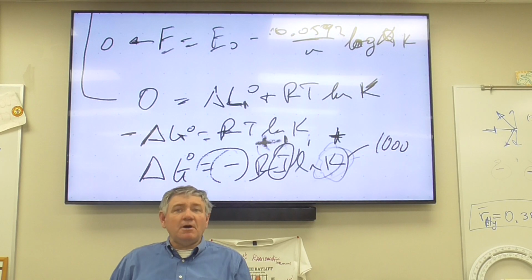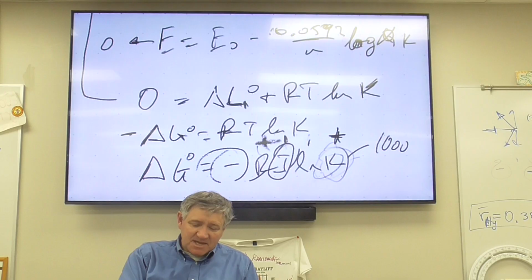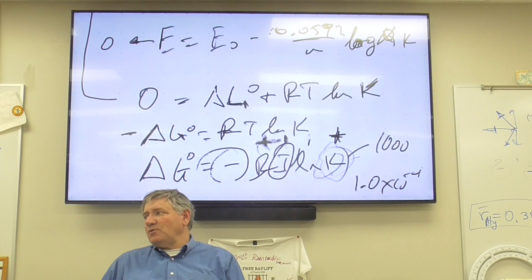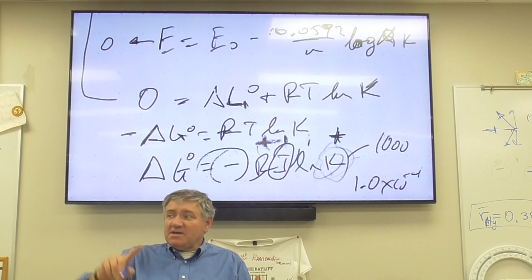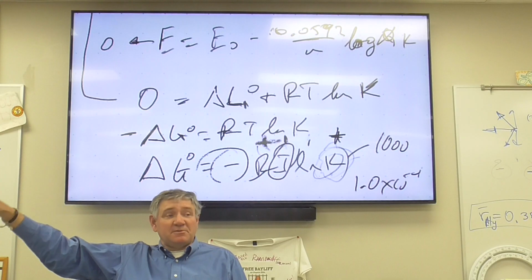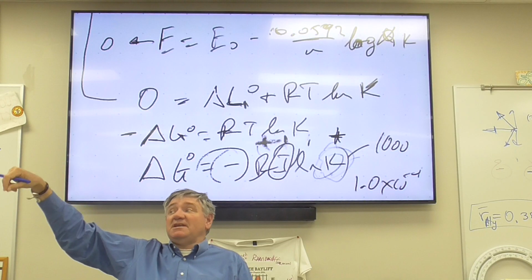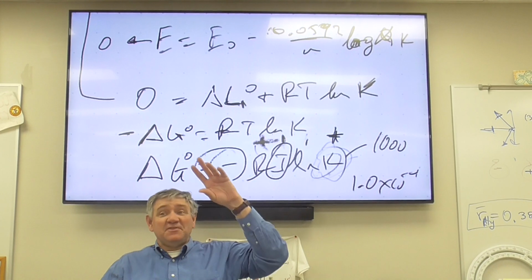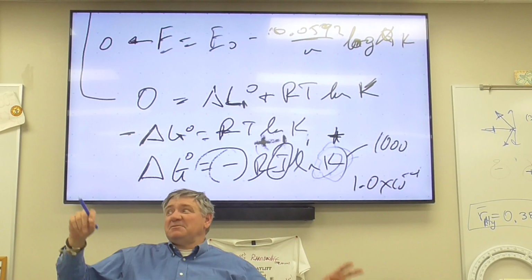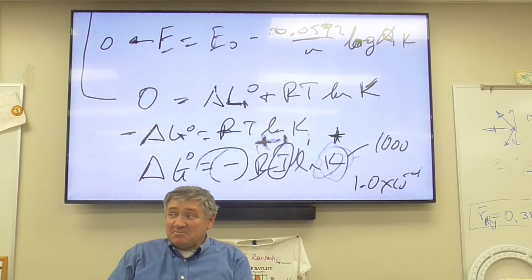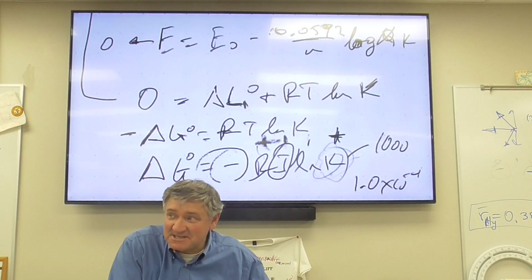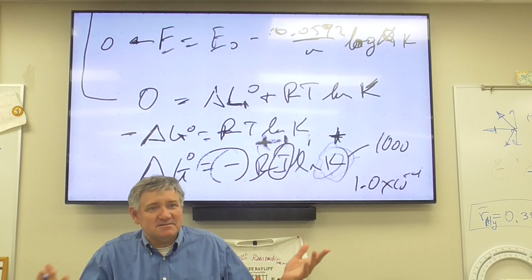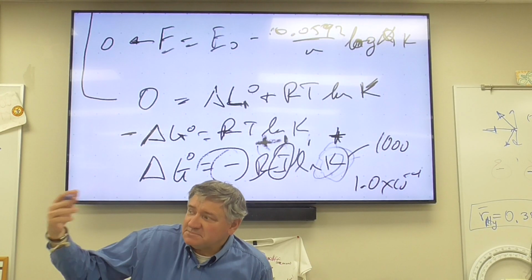Now, if K is a really small number, let's say K is, I don't know, 1.0 times 10 to the negative 4th. Ka value, it's a small number. Then when I take the natural log of a number less than 1, guess what? You get a negative number. Then you have a negative number times another negative number, you get a, and guess what? You get a positive delta G. Guess what? The reaction is not spontaneous. Okay? That's where it all comes together.